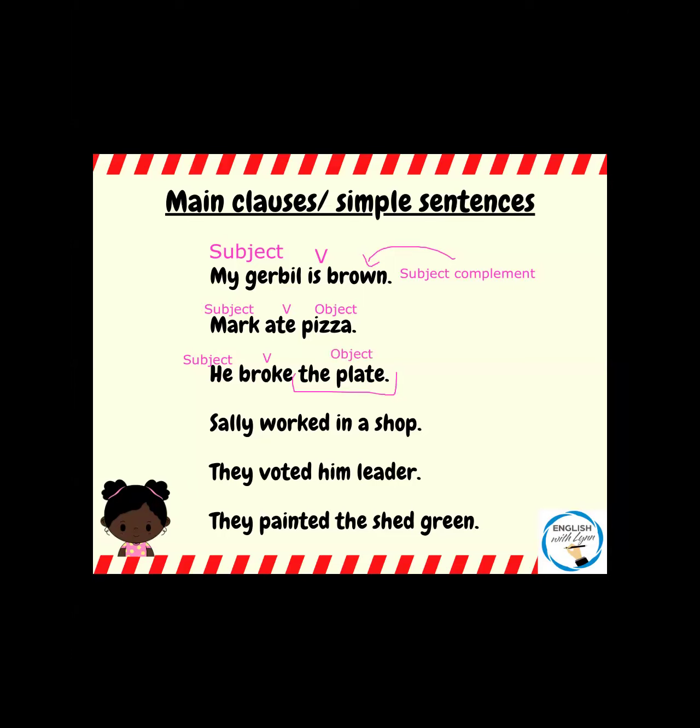Now, next sentence, Sally worked in a shop. It is slightly different because of the way that it is structured. Now, I can easily spot my verb because I know that worked is the verb, it shows the action. This time the subject's a bit easier to spot. I can see her name, so I've got Sally.